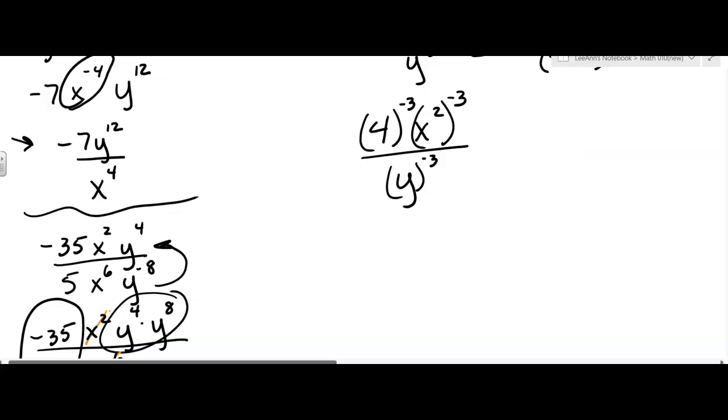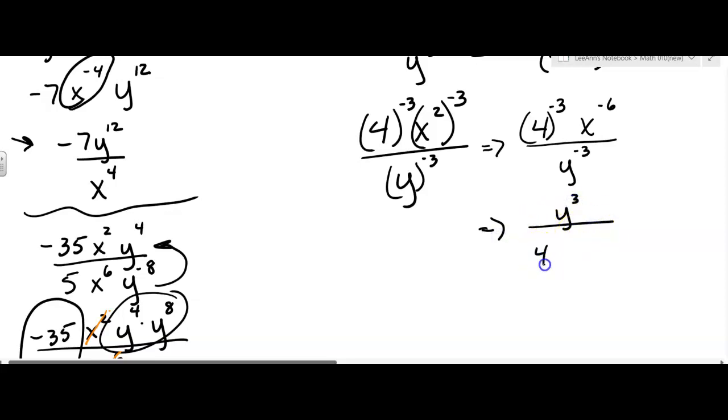Well, I'll go this way. 4 to the negative 3, and x to the negative 6, and y to the negative 3. Now at some point everybody's got to move, right? So y to the third's coming up here. And then 4 cubed x to the 6th, and then y cubed. What's 4 cubed? I think we said that was 64. X to the 6th. Now this is a good answer.